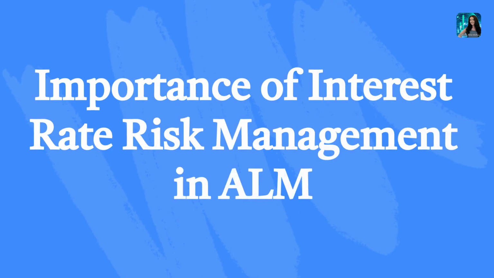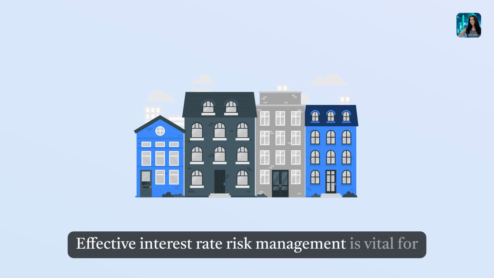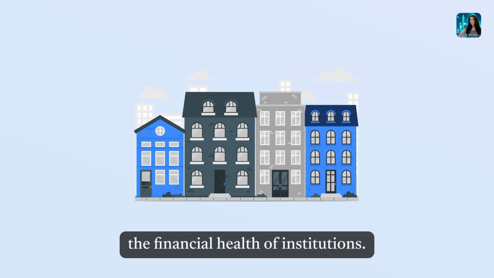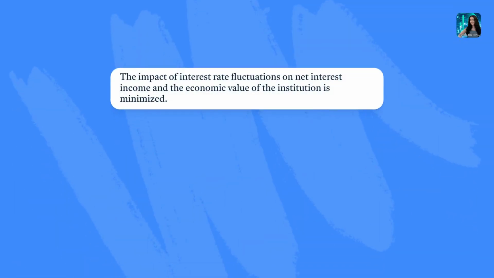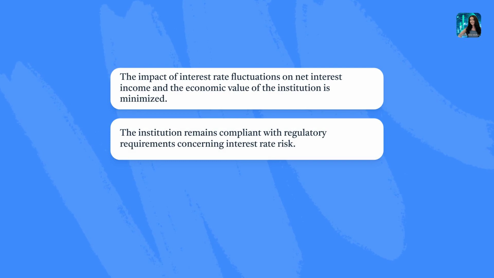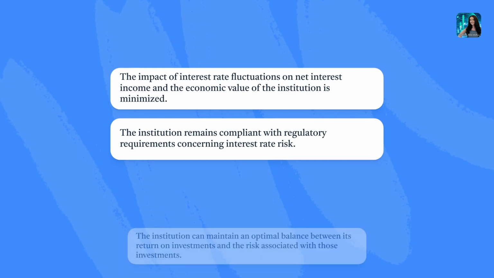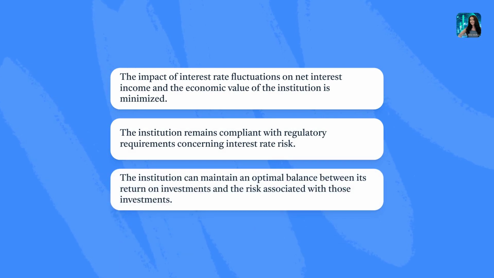Importance of interest rate risk management in ALM. Effective interest rate risk management is vital for the financial health of institutions. It ensures that the impact of interest rate fluctuations on net interest income and the economic value of the institution is minimized. The institution remains compliant with regulatory requirements concerning interest rate risk. The institution can maintain an optimal balance between its return on investments and the risk associated with those investments.